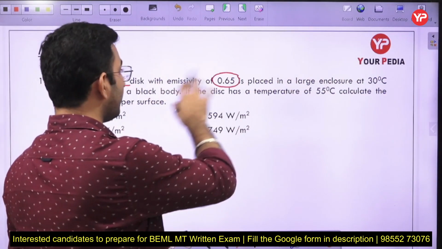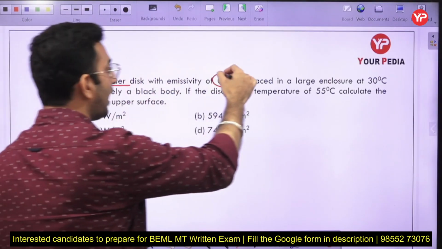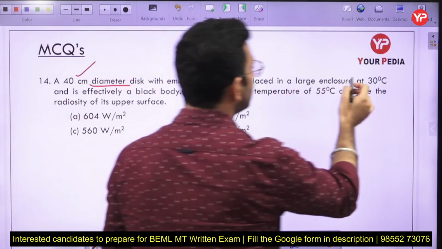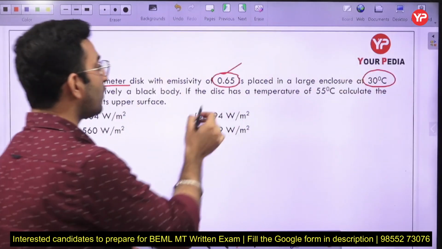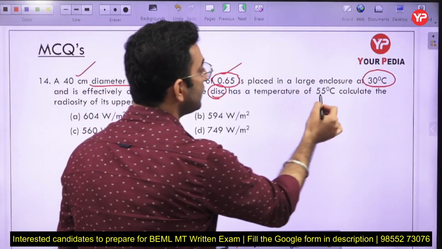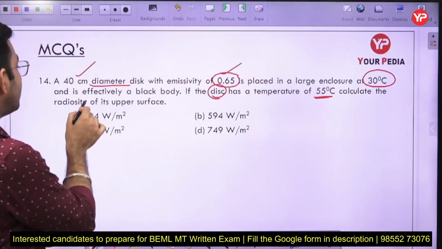Now in this case, what is given to us? A 40 centimeter diameter disc is given to us, emissivity is 0.65. It is placed in a large enclosure at 30 degrees Celsius, and correspondingly the initial temperature of the disc is 55 degrees Celsius here, and we have to find out the radiosity.